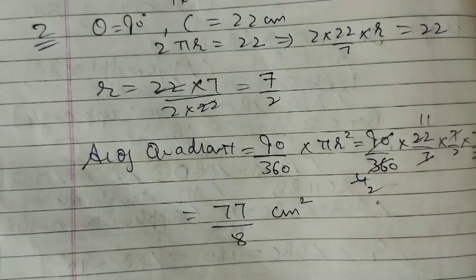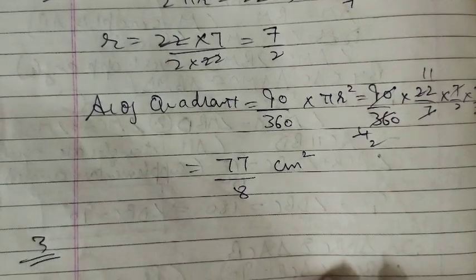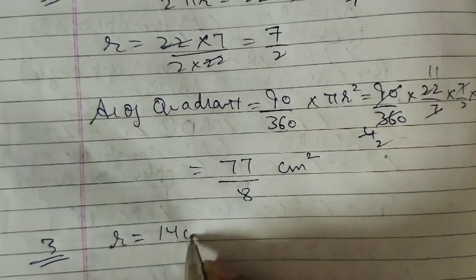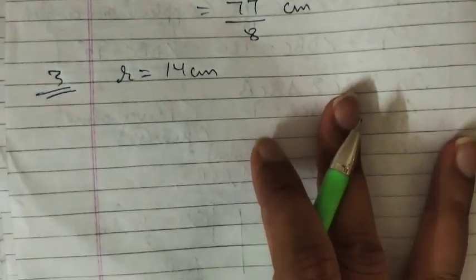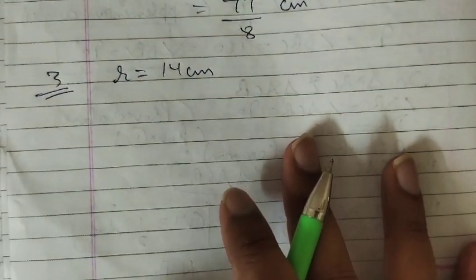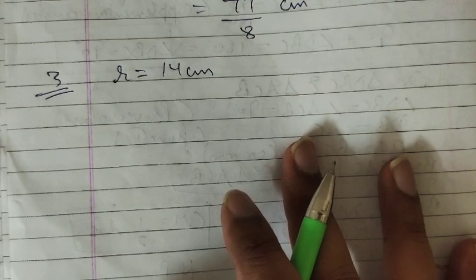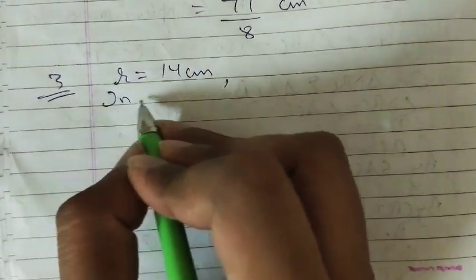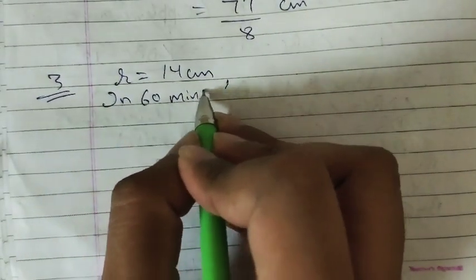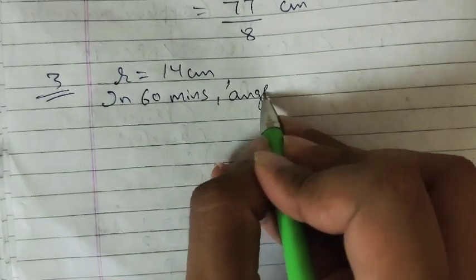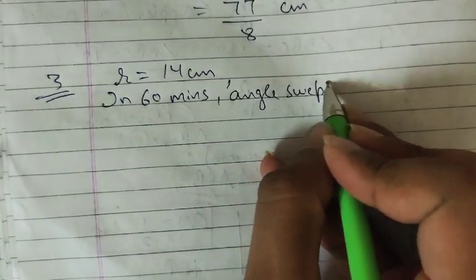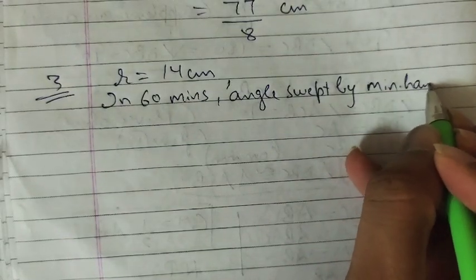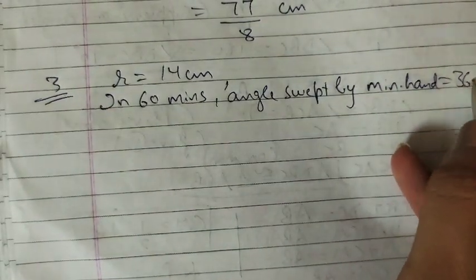Next, question number third. Find the length of a minute hand. The length of the minute hand, that means radius, is equal to 14 centimeter. Length of minute hand means radius. Find the area swept by the minute hand in 5 minutes. So in 5 minutes, find the area. So we know that in 60 minutes, angle swept by minute hand is equal to 360 degree.